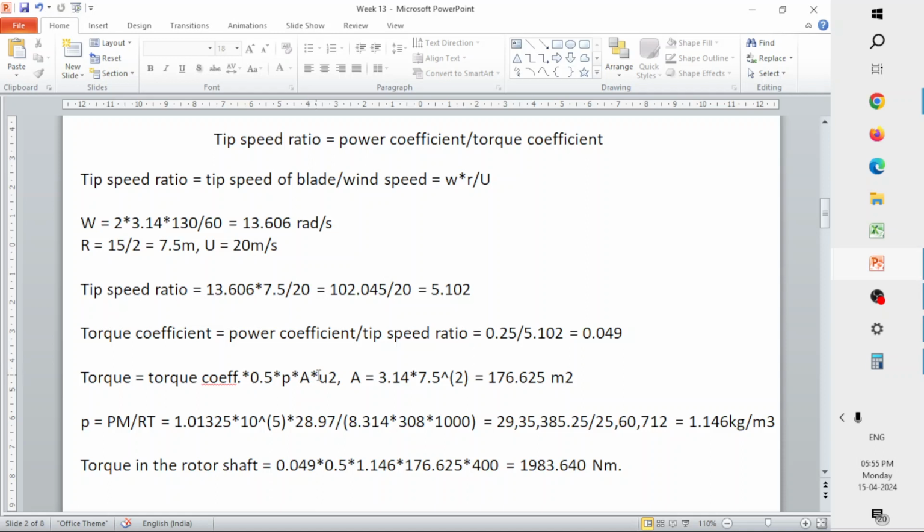Now that's how the expression is. Over there, power is proportional to u cube, while for the torque it is u square, because that force is nothing but the theoretical force, half rho A u square.